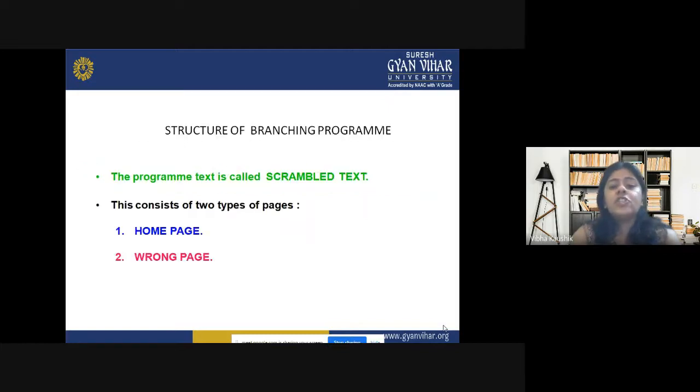Now, the structure of a branching program. The branching program text is called a scrambled text. This consists of two types of pages. The first one is the home page and the second one is the wrong page.